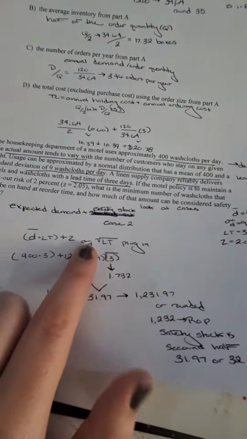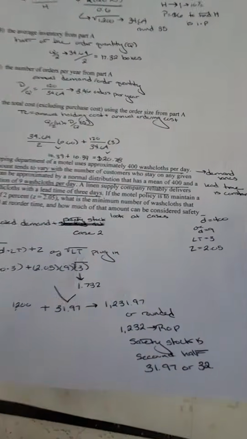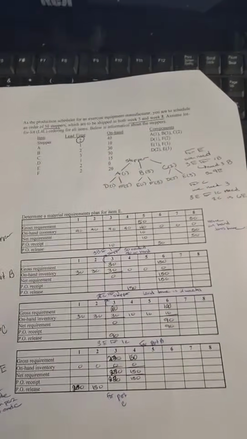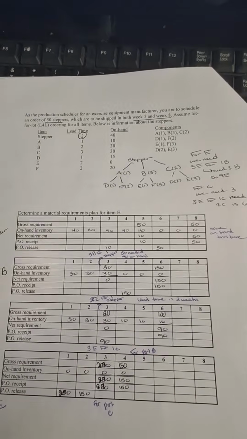Now our safety stock is the second half of this problem. It's going to be that 31.97, or rounded to 32. Next, we're going to go on to our stepper problem. I don't know what the right term is.